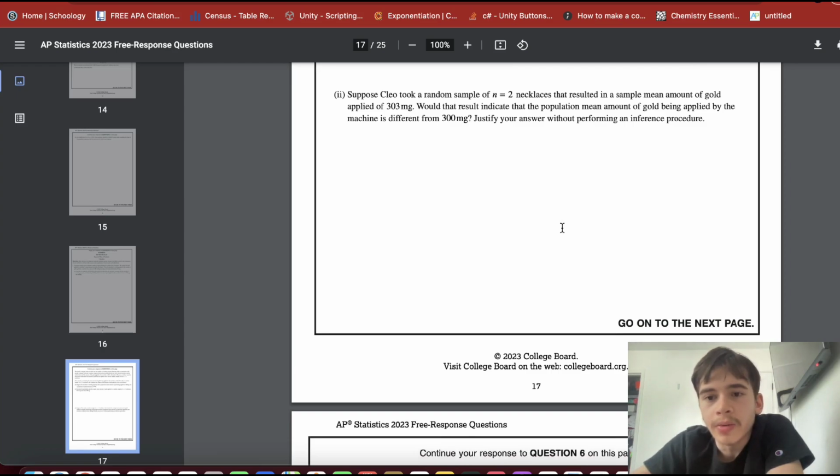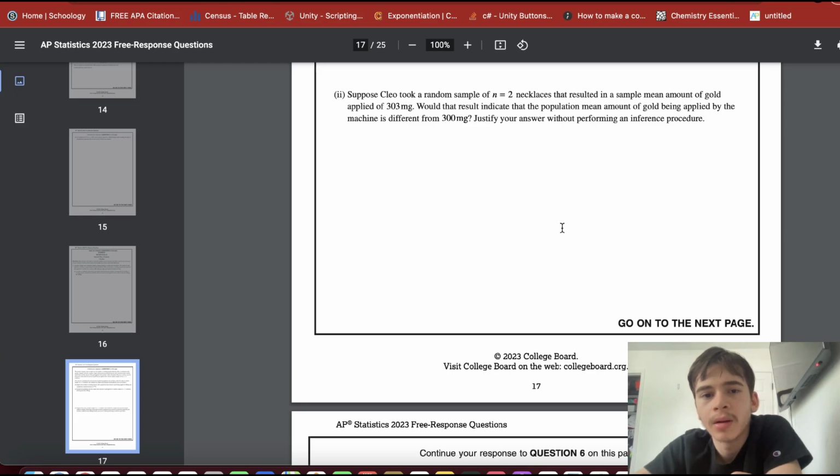Necklace, okay, let's do this one. Suppose Cleo took a random sample of n equals 2 necklaces that resulted in a sample mean amount of gold applied. Would that result indicate that the population mean amount of gold being applied by the machine is different from 300 milligrams? Okay, this one was hard. I don't remember what I put.